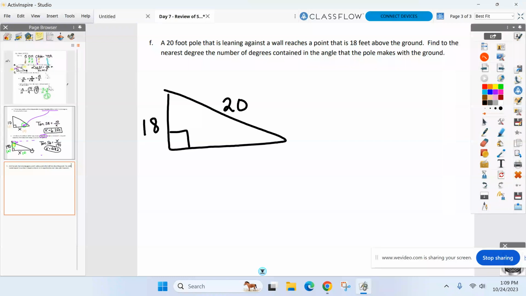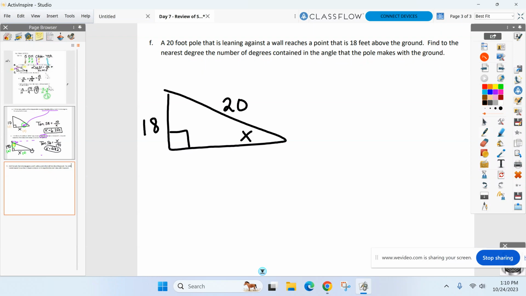Find the nearest degree contained in the angle the pole makes with the ground. Which angle am I finding? Pole, ground, your feet are on it right now. The pole makes with the ground. Up top or down below here? Down, the elevation one there, right?